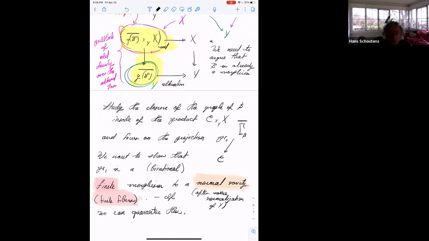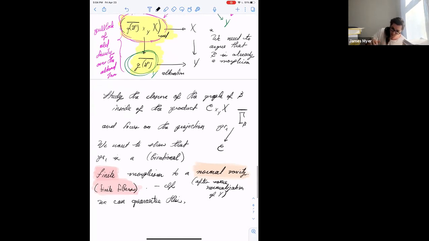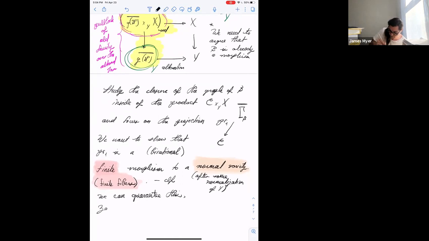Which arrow has finite fibers? This one. So the projection from the graph onto the domain. So if we can guarantee this, a classic theorem, Zariski's main theorem, takes over, and that morphism PR1 is actually an isomorphism.